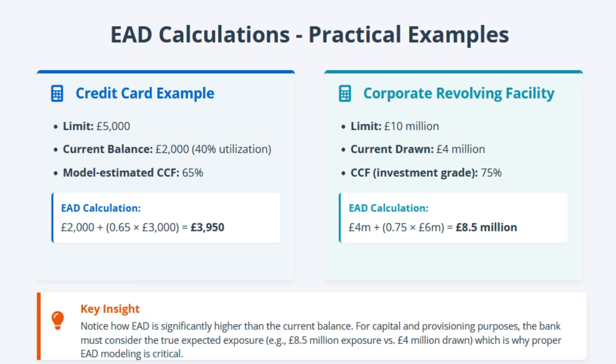proper EAD modeling matters. If we consider a corporate revolving facility, where the limit is 10 million and the current drawn amount is 4 million, and the CCF, which is generally defined for each of the grades in the corporates, let's say is 75%. If you calculate the EAD here, it comes out to be 8.5 million. You can put these values in the formula and calculate. So for capital and provisioning purposes, the bank must consider the exposure of 8.5 million and not just the 4 million that is currently drawn. That's how we understand the importance of EAD.